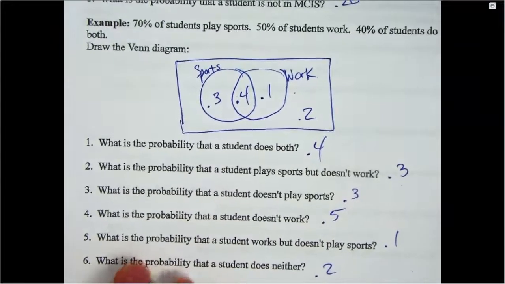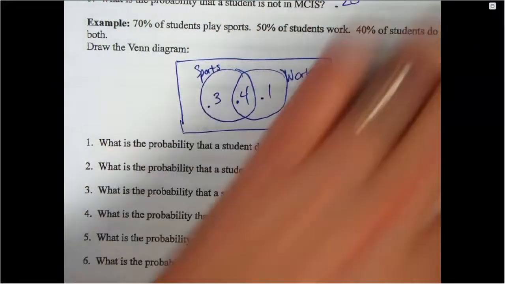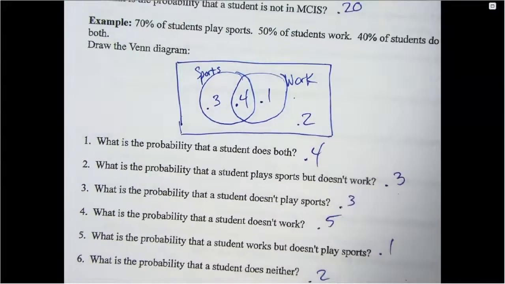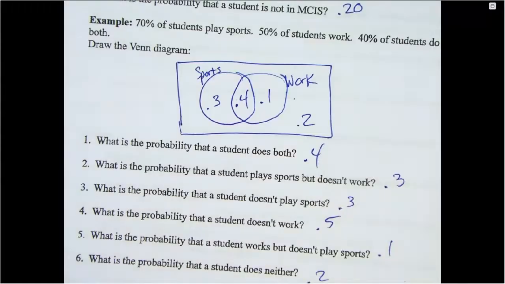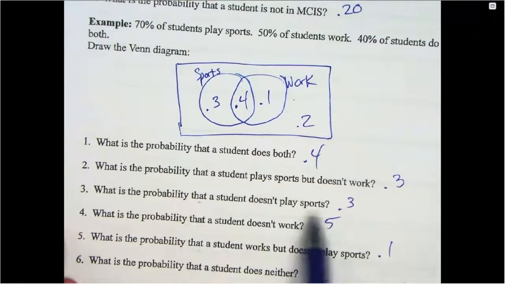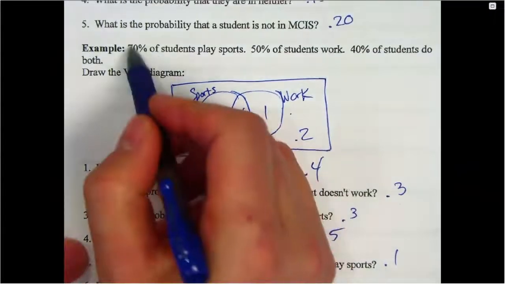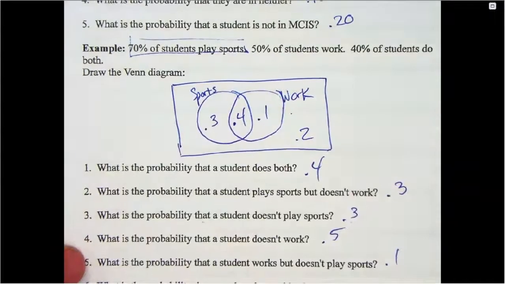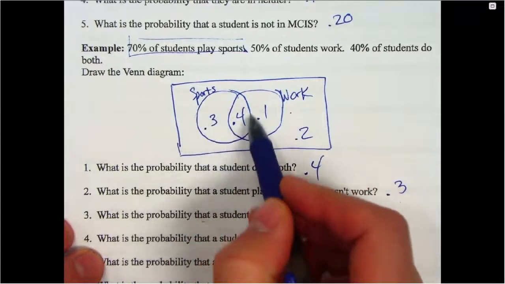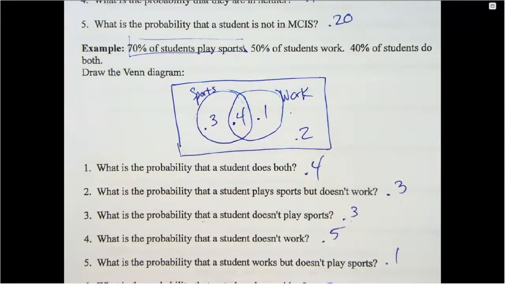That's so cute. So there's your second one. And again, if you're putting percentages, that's totally fine. Number 3. This one? Doesn't play sports. So I just looked up here and it was like 70% play sports. So that means 30% don't. Or you can look at it like this: the sports circle is 0.7, so not the sports circle is 0.3. Like that one.